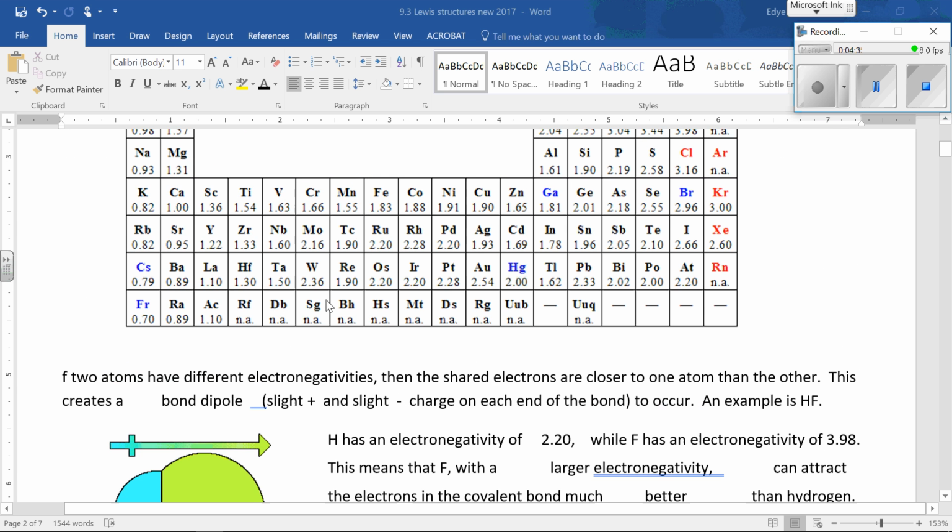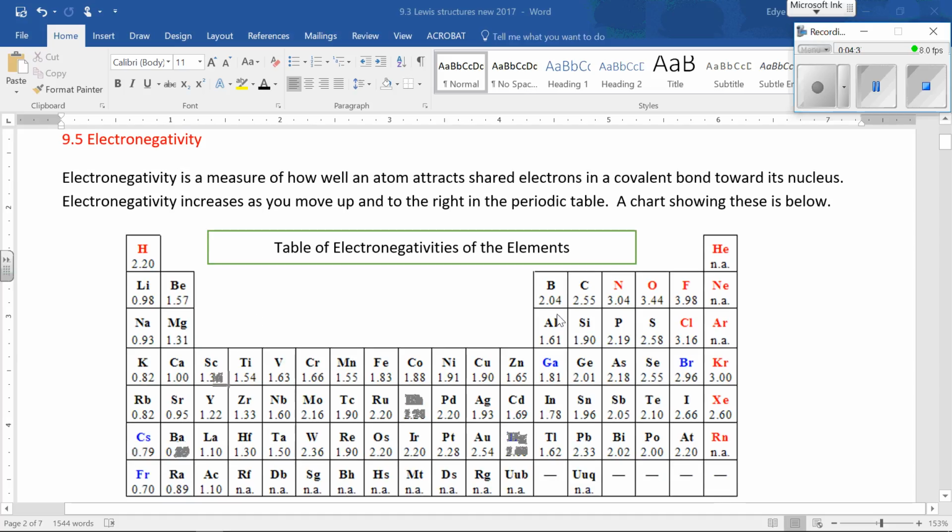Okay, aluminum and chlorine. So aluminum, let's see, 1.61. Chlorine, 3.16. Who's bigger? The chlorine. So we will have a bond dipole because the difference here is bigger than 0.5 and it is smaller than 1.9.